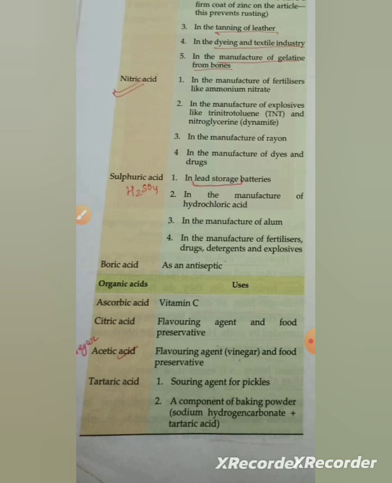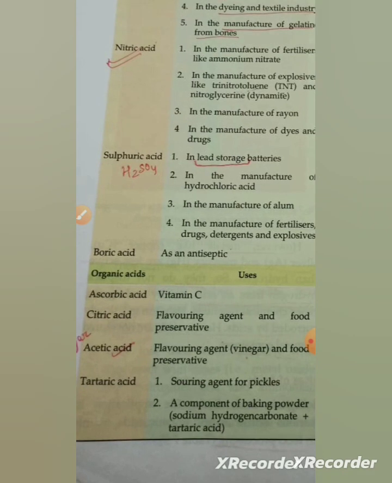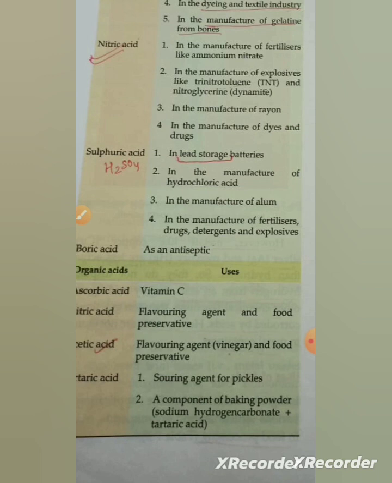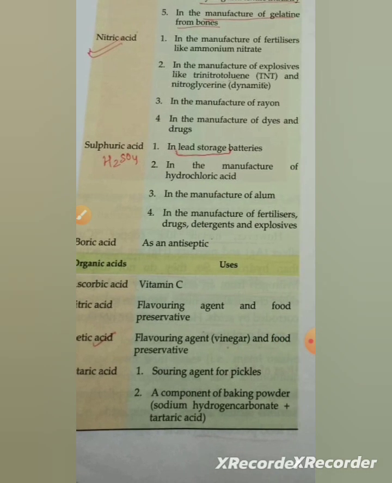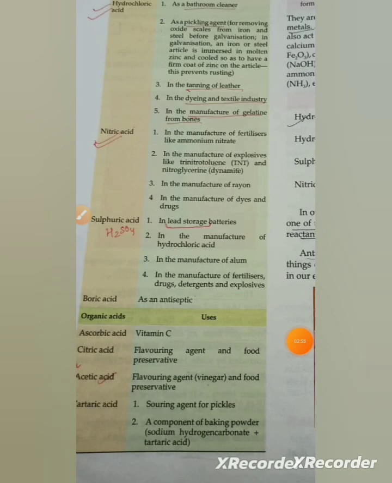Now the last important organic acid is tartaric acid. Tartaric acid is the main souring agent for pickles. Whenever we make pickles at home or anywhere, for the purpose of sourness, we use tartaric acid. And lastly, tartaric acid is used as a component of baking powder, for the manufacturing of baking powder with sodium hydrogen carbonate. So these all were the uses of acids, both inorganic and organic acids.